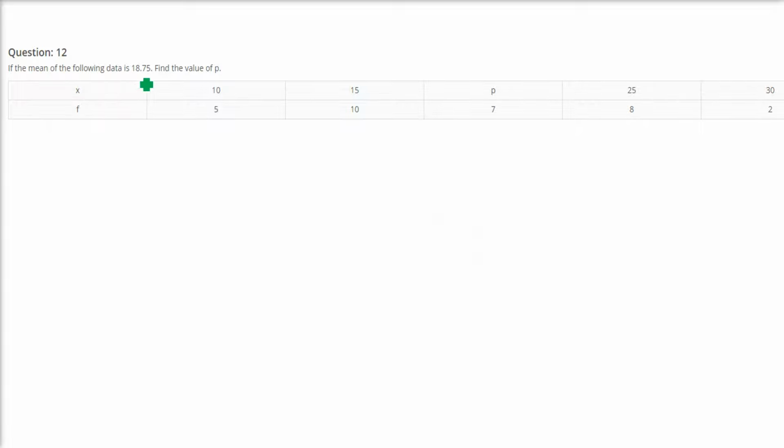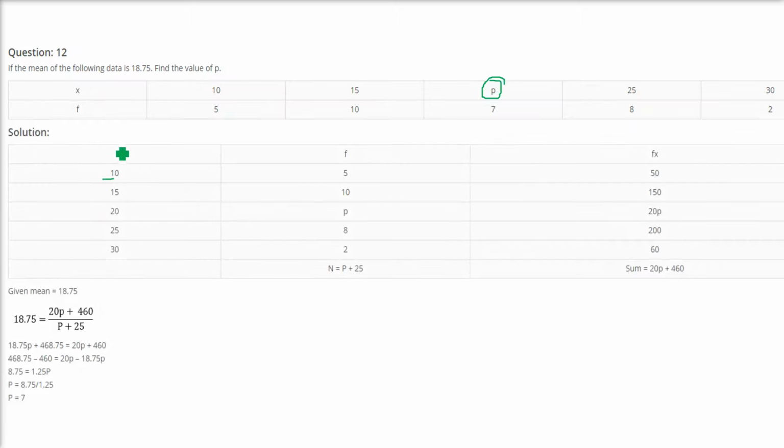If the mean of the following data is 18.75, we have to find the value of p. So we have a p here. Same thing we'll do. 10 into 5. First we have to write the table like this. We have to make the table, because if you make the table properly, the solution is very easy. Solution is simply sigma fx by sigma f.